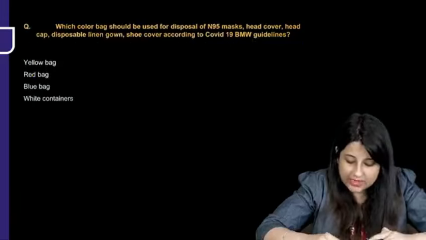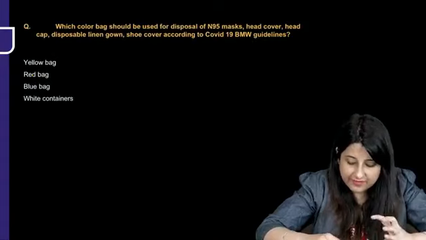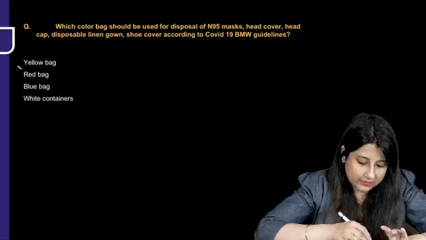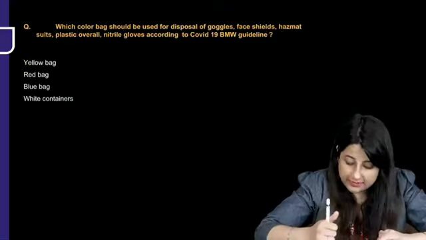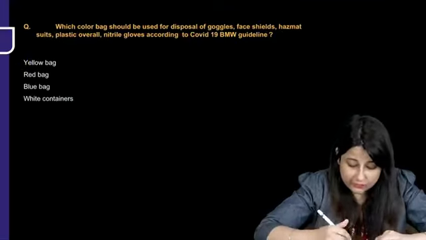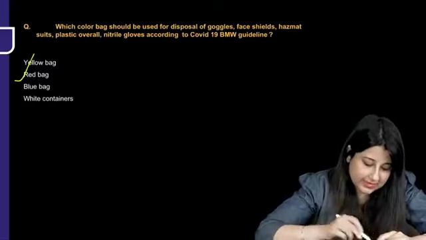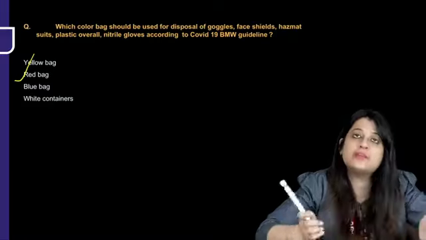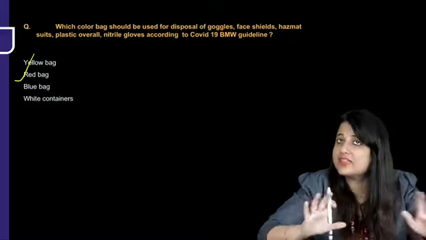Okay? Which color bag for the disposal of N95 mask, head cover, head cap, linen gown, shoe cover? This is, of course, yellow. And face shields, hazmat suits, plastic overalls, nitrile gloves, all this, red. Okay, please remember this. Gloves go into red. Overall PPE goes into the yellow bag if nothing is mentioned.